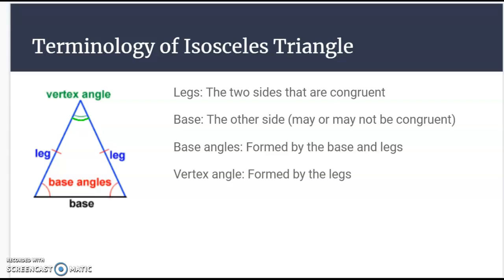Okay? With an isosceles triangle, the two sides that are congruent are called legs. The other side is the base. There are two base angles that are formed by the intersection of the legs and the base, and there's a vertex angle formed by the intersection of the legs.